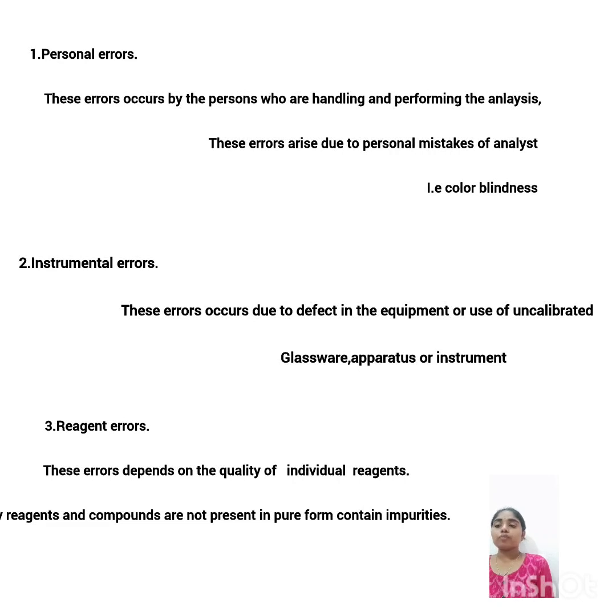This is also a definition of personal errors, instrumental errors, reagent errors and additive errors. Personal errors occur by the person handling and performing the analysis. These errors arise due to mistakes of the analyst, as we already said, for example color blindness. The second is instrumental errors. These errors occur due to defects in the equipment or use of uncalibrated glassware and instruments. Next is reagent errors. These errors depend on the quality of individual reagents. Reagents and compounds are not present in pure form and contain impurities.